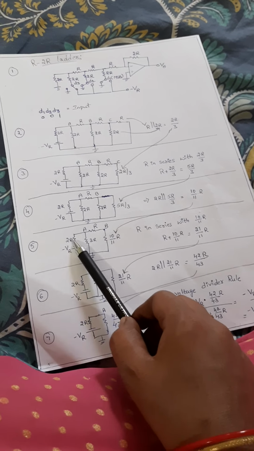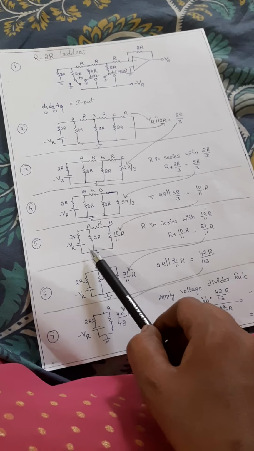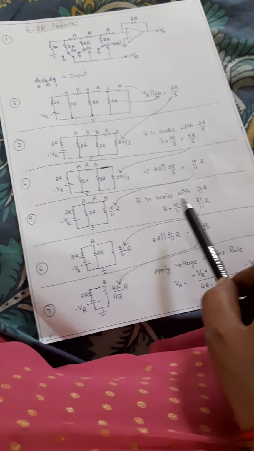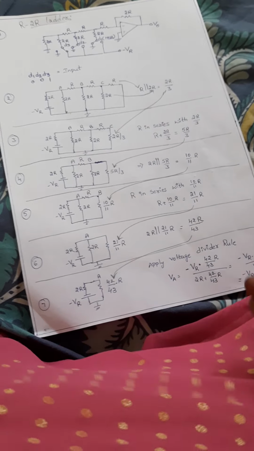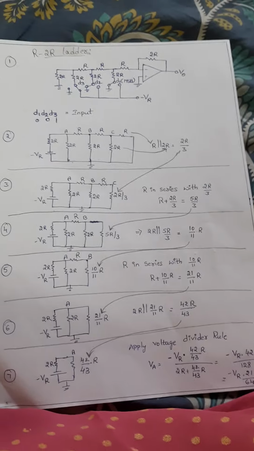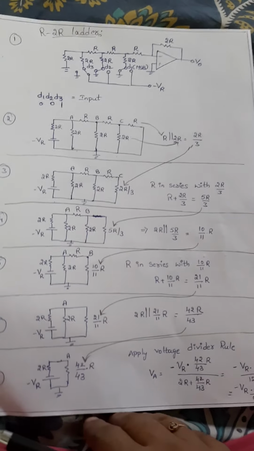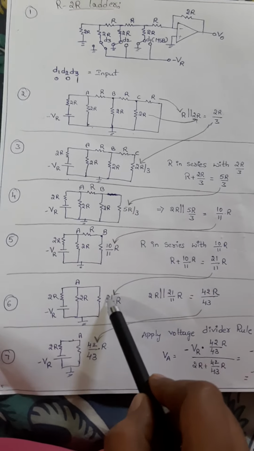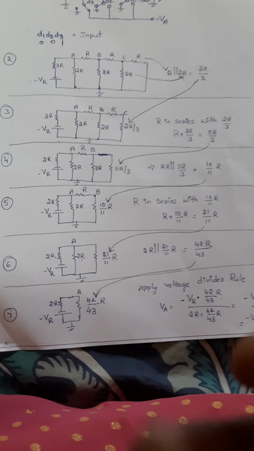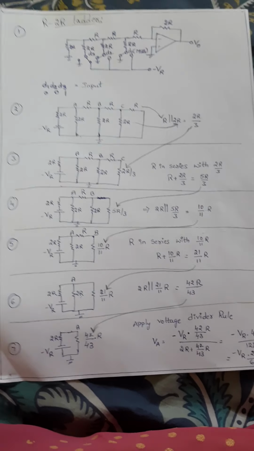R, 2R, 2R, minus VR is still like that. Now this R is in series with 10 by 11 R. So if you add, you are going to get 21 by 11 R. And this 21 by 11 R is in parallel with 2R. So if we calculate, you are going to get 42 by 43 R.